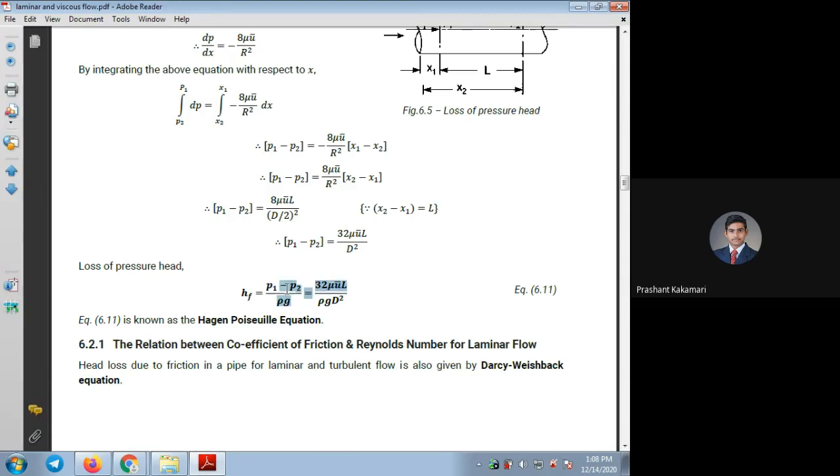So this equation is the Hagen Poiseuille equation, to find the pressure head loss, or the pressure difference between 2 points, and convert it into head loss. What he did was find the pressure drop between the 2 points, that is 32 mu u bar L divided by d square, and later he converted it into head loss. After converting into head loss, the equation becomes 32 mu u bar L divided by rho g d square. So this equation is called the Hagen Poiseuille equation.